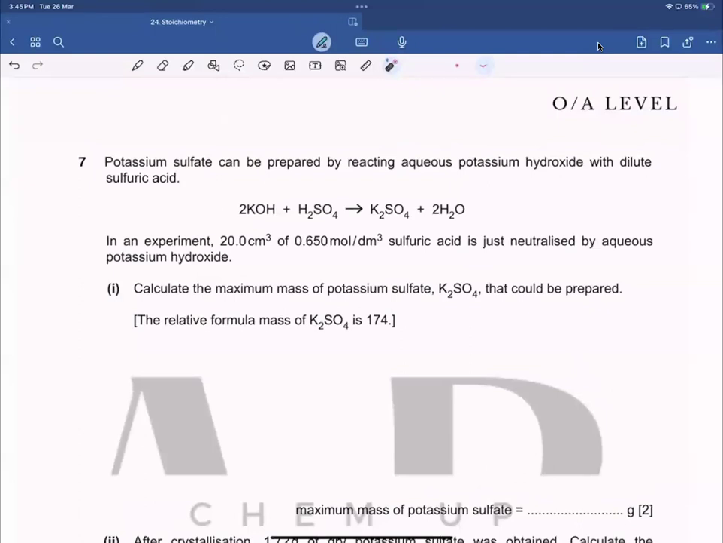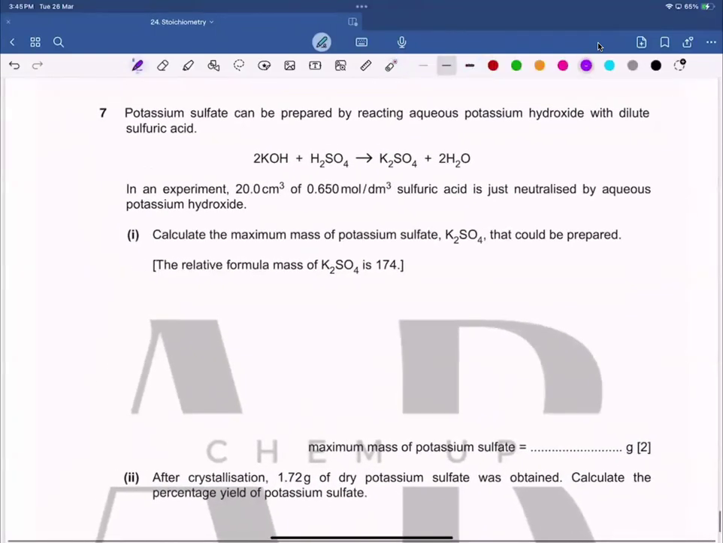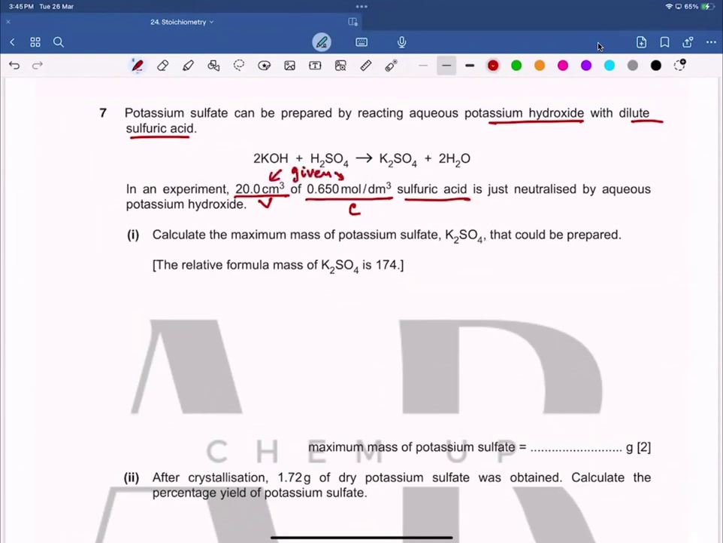So, if you see the first part, potassium sulfate can be prepared by reacting aqueous potassium hydroxide with dilute sulfuric acid. In an experiment, 20 cm³ of sulfuric acid with a concentration of 0.650 mol per dm³ is neutralized by aqueous potassium hydroxide. Calculate the maximum mass of potassium sulfate. So it is required, right?